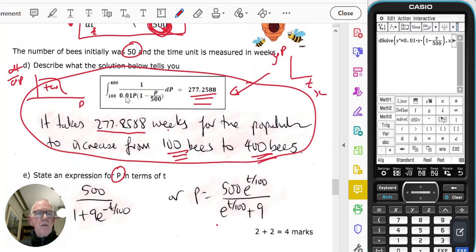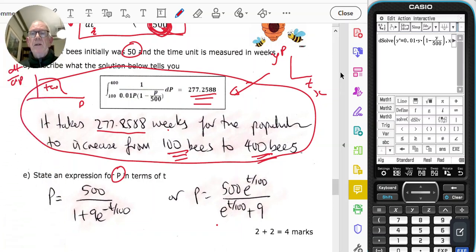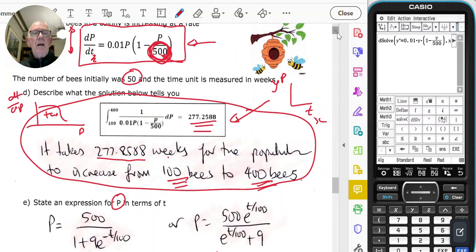Okay, so this is part E, and I need to find an expression for P in terms of T. I have this expression, dP/dt, the derivative, the rate of change, the differential equation. So I'd like to use dsolve for that, remembering that I'd like to use y for P and x for T, and initially that was my initial condition.